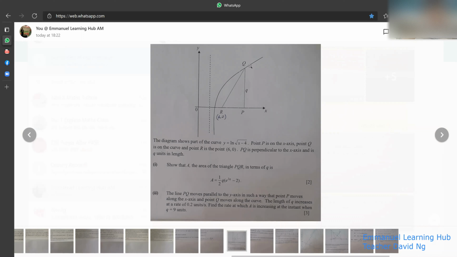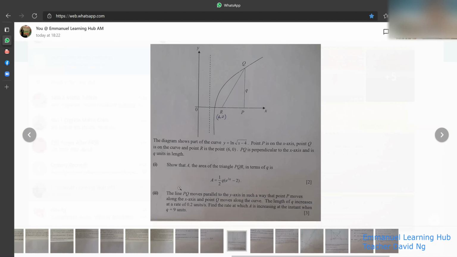PQ is perpendicular to the x-axis, so this is 90 degrees here, and is q units in length. So this is q units in length. Show that the area A of triangle PQR is in terms of q, right?